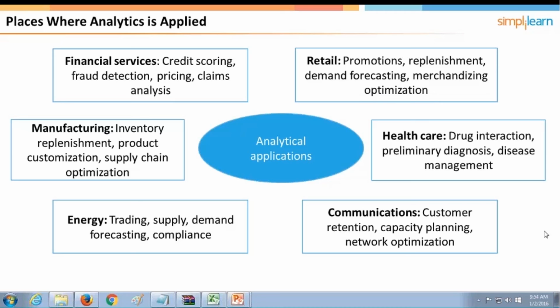So these are all examples. And coming to capacity planning, what is the people size there? How many networks should I build there, and network optimization? All these problems can be solved using analytics.